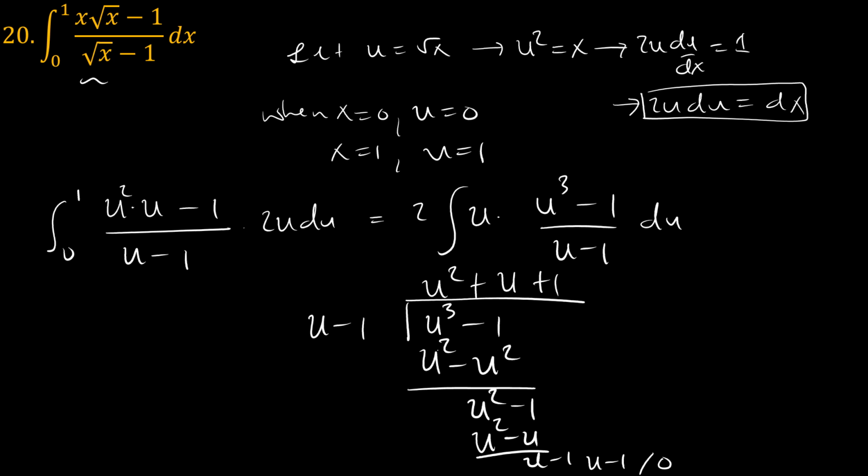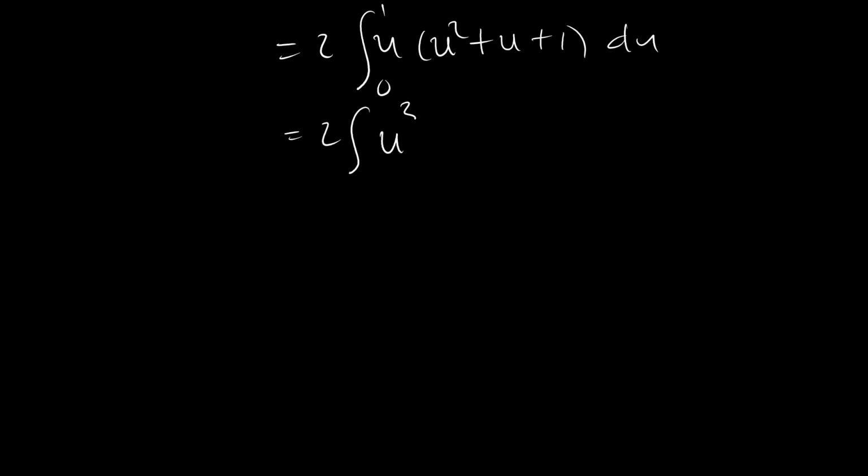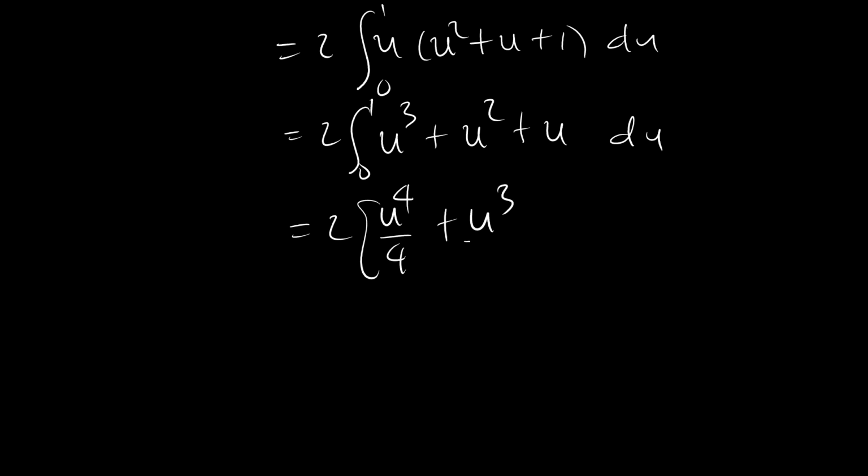So in other words, we have 2u squared plus u plus 1 from 0 to 1, which is the integral of 2 times u to the 3 plus u squared plus u, which is 2 times u to the 4th over 4 plus u to the 3 over 3 plus u squared over 2, from 0 to 1.